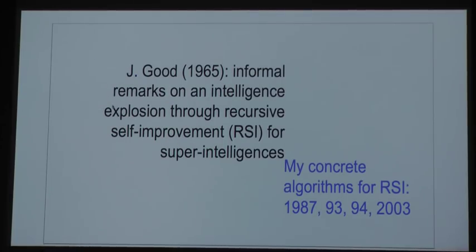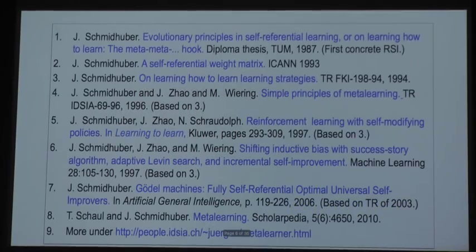And already when I was a baby in 1965, there was Good, and he speculated about self-improving machines. And the idea is, of course, you have a self-improving machine which starts as a rather dumb thing, and then it improves itself and it becomes smarter, and then it improves itself even further and becomes even smarter, and so on without limits. But back then there were no concrete algorithms, and as far as I know, the first concrete algorithm was in my diploma thesis.